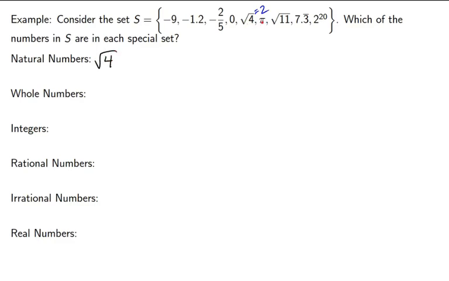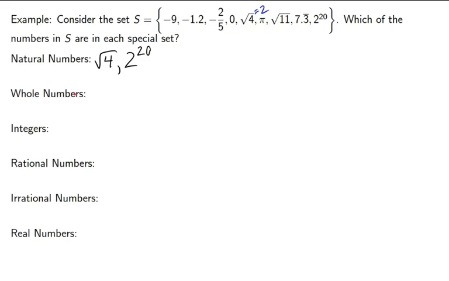Let's continue. Pi, that's a decimal. Square root of 11, that doesn't simplify nicely. 7.3 repeating also doesn't simplify nicely. What about 2 to the 20th? Is that a natural number? Well, yes. While it would take a very long time to count here because this number is over 1 million, you could in theory count all the way up to 2 to the 20th. So it is a natural number.